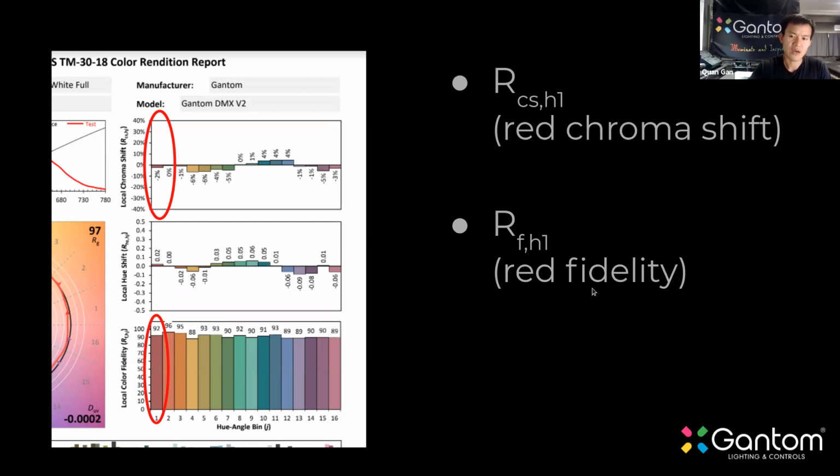And then finally, you have your fidelity H1, which is this first bin right here. Now, this RF is actually a subset of the RF I mentioned earlier in this unit circle, but it is only particularly interested in this first bin, which is red.